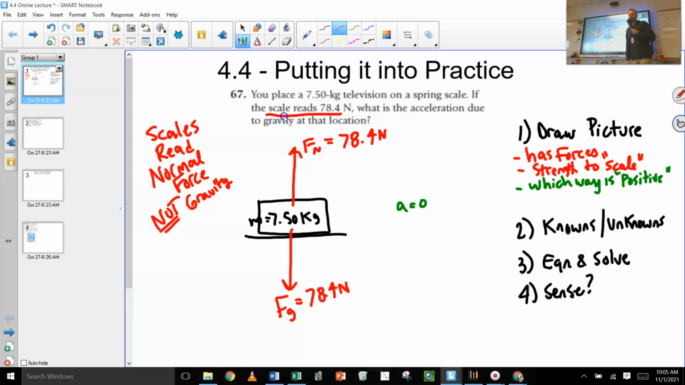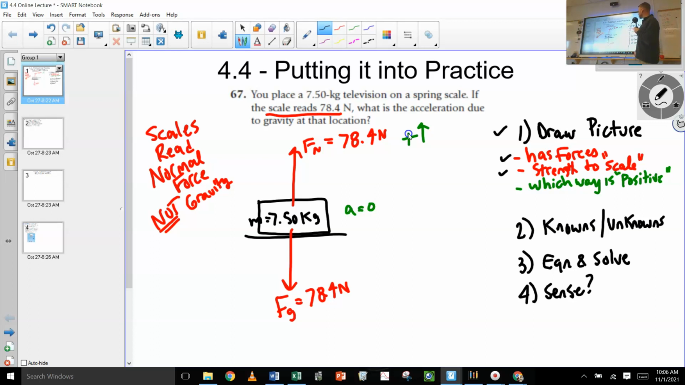So this problem right here. Here's my picture. Here are my knowns and my unknowns, and it seems pretty straightforward. I almost didn't need to do that for this problem, but that's okay. What is the acceleration due to gravity at this location? So here's my picture. I have the forces, and they have relative strengths. They're the same size, which I'm going to make up positive.